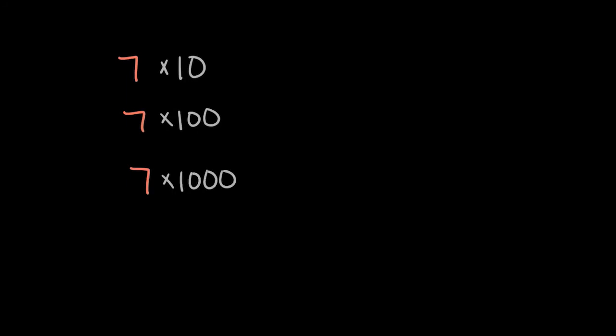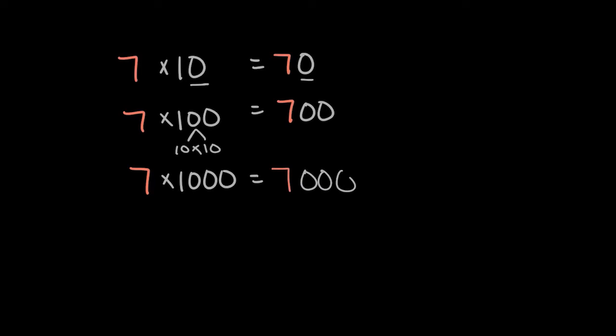So let's look at that all as one pattern. Let's take the number 7, and let's multiply it by 10, by 100, and by 1,000, and see what happens. 7 times 10 is going to be 7 with 1 zero, because we have 1 10. 7 times 100 will be 7 with 2 zeros, because again, 100 is the same as 10 times 10. So this is 7 times 10 twice, so we have 2 zeros. And 7 times 1,000 will be 7,000, or 7 with 3 zeros, because 1,000 is equal to 10 times 10 times 10, or 3 tens. So we add 1, 2, 3 zeros.